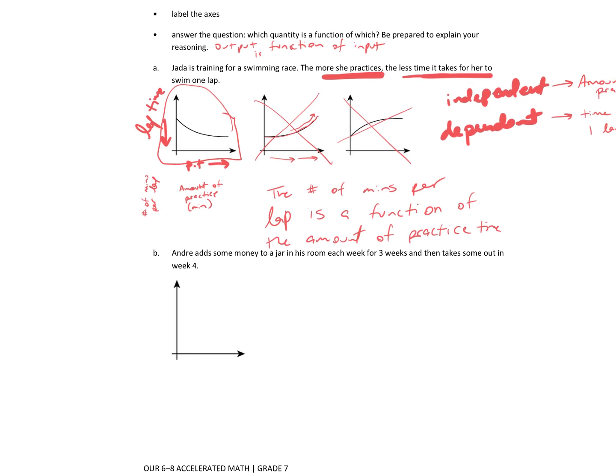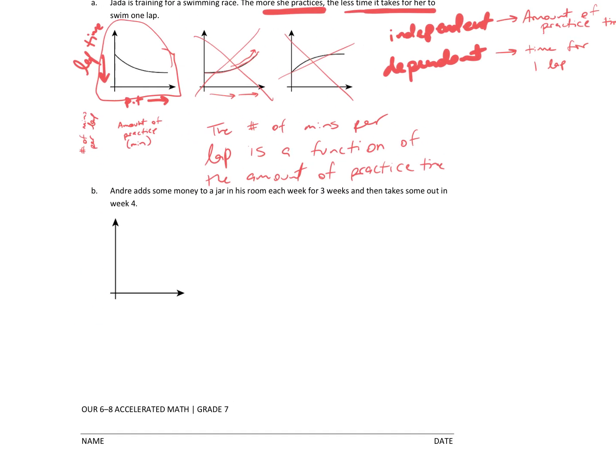All right, let's take a look at B. Now B says Andre adds some money to a jar in his room each week for 3 weeks and then takes some out in week 4. So what is the independent and what is the dependent? And then this one we have to sketch our own and then still do the x and y axes and answer the question, what is a function of what?